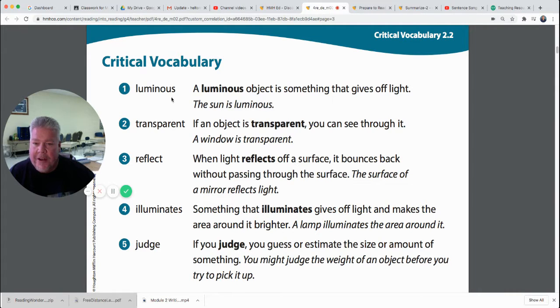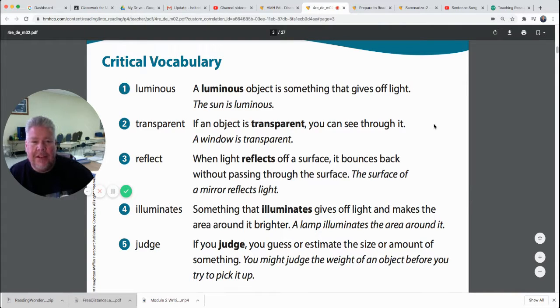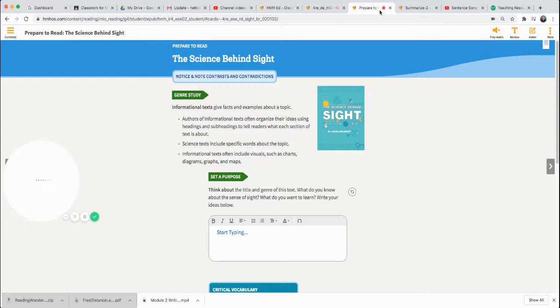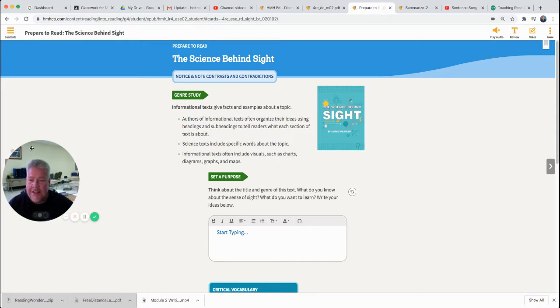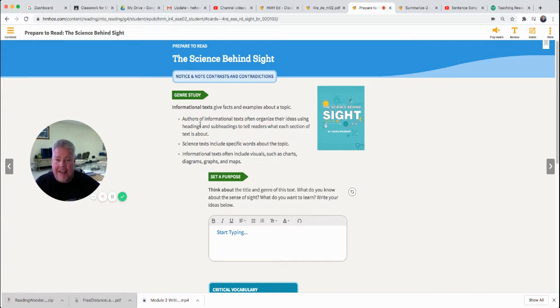And those are your only 5 vocabulary words for this week. We'll practice them tomorrow in an assignment. Today, I just want to introduce them to you as we read the story together, okay? But you'll need to know these this week. Let's go to our story. And as I said, it's called The Science Behind Sight.